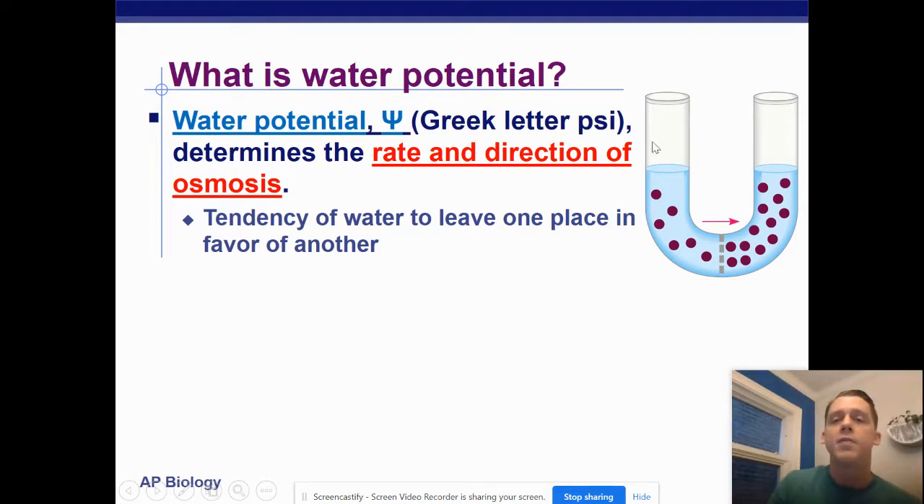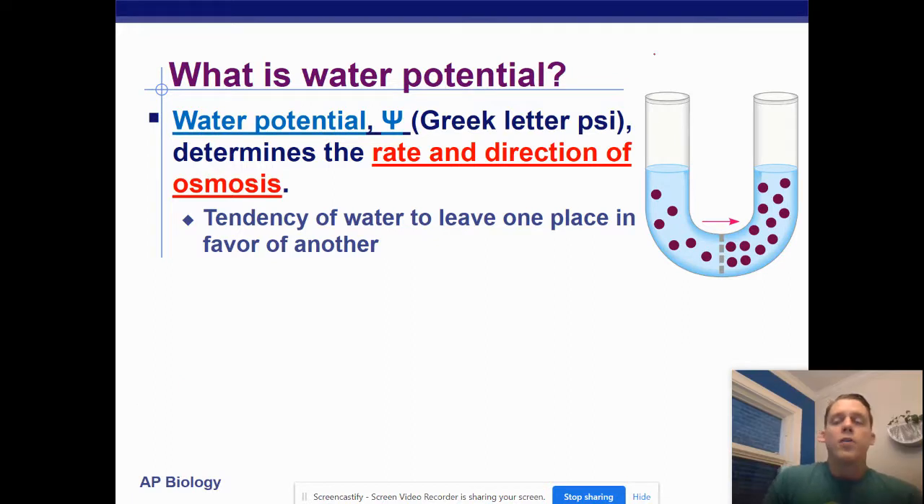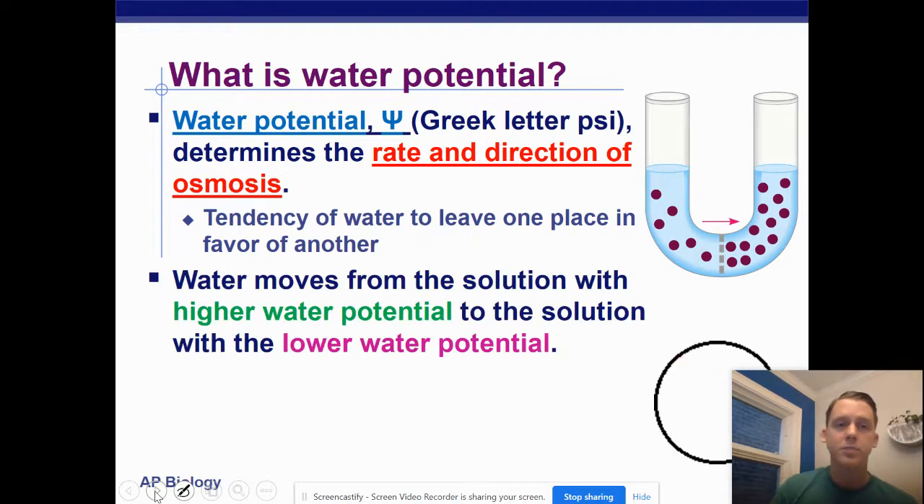So if you look at the U-tube, the U-shaped tube, on the right here, if you didn't know anything about water potential, you could probably predict that the water is going to move to the right. However, there is another, more complete explanation for why that happens. So what you learned is still true. We're just learning a little bit more on top of it.